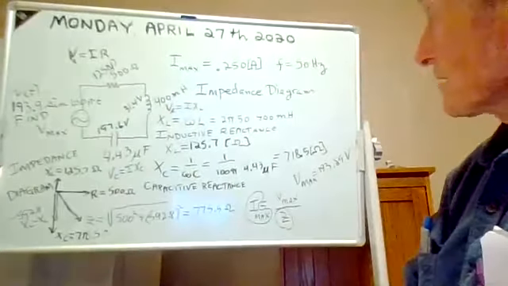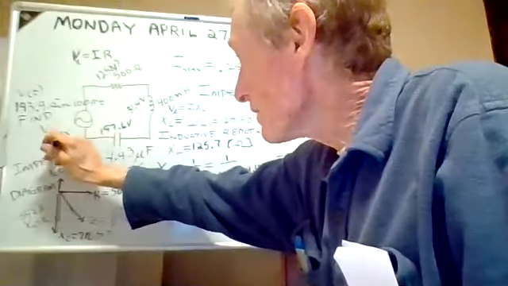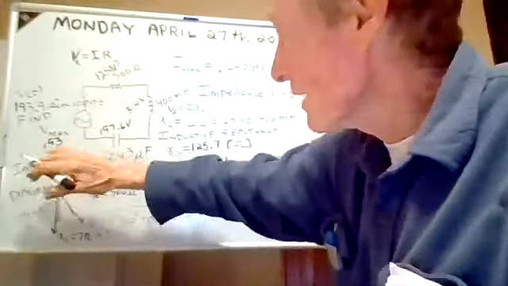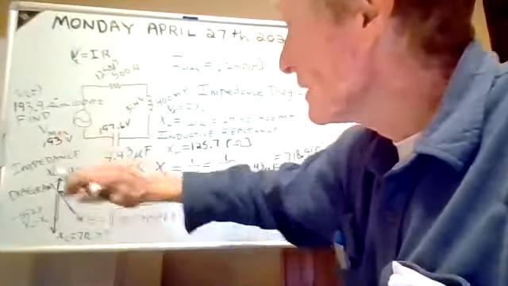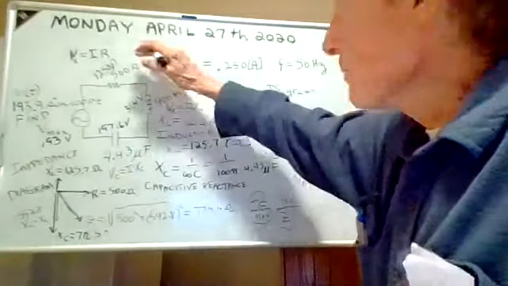Now, if you add these up, you don't get this maximum voltage of 193. See, this is 193. If you add these up, you don't get 193 volts.